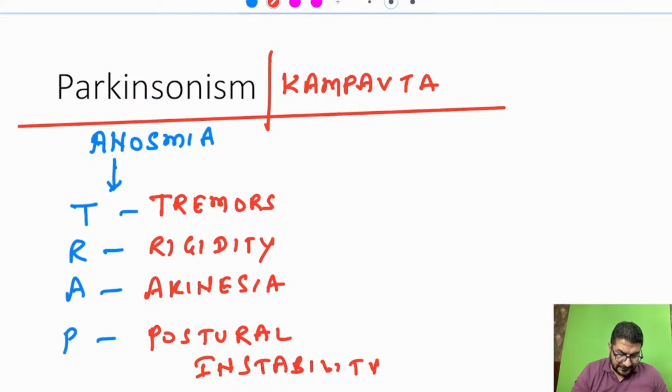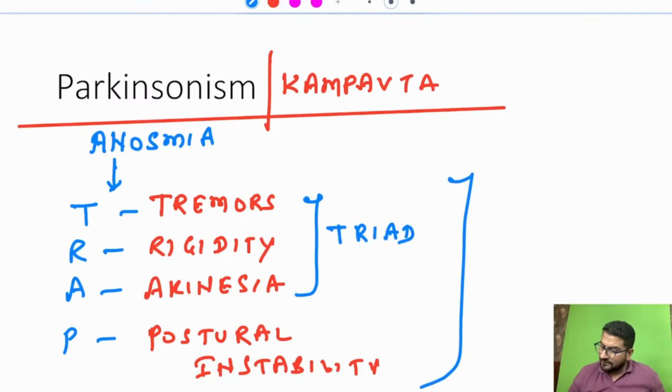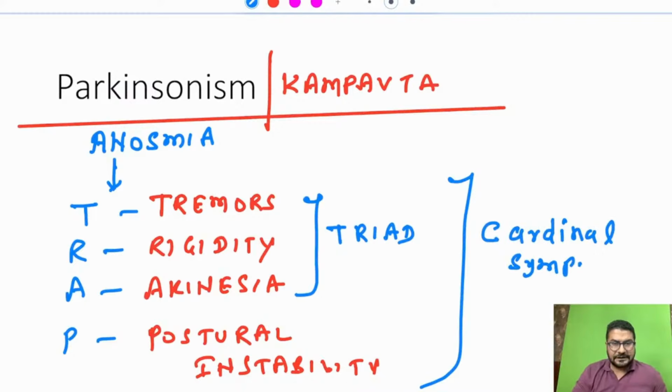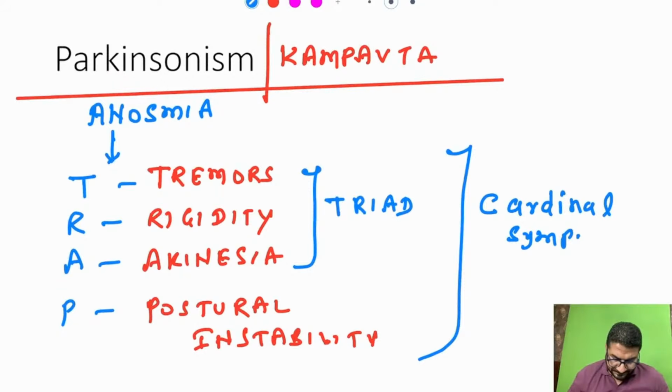So when they ask you a question on Parkinson, these are 4 classical symptoms. Out of these, in some books it is written as a triad, but Harrison says we don't have a triad. We have these 4 classical symptoms, and what do we call them? We call them cardinal symptoms. So these are the cardinal symptoms of Parkinson.